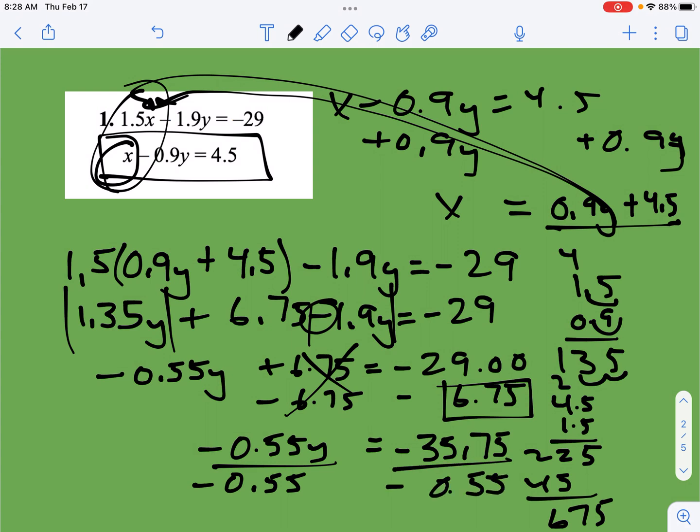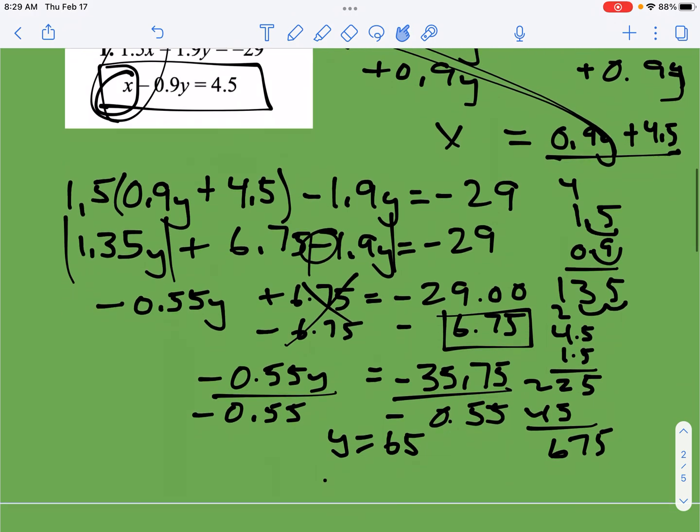I am bowing down to the calculator for that, and you get 65. So y is equal to 65. If you remember from the last problem, that's how it worked out. Let's put this in the first equation. We need a little more room for the second equation. So x minus 0.9 times 65 equals 4.5. 65 times 0.9 is 58.5, so we have x minus 58.5 equals 4.5.